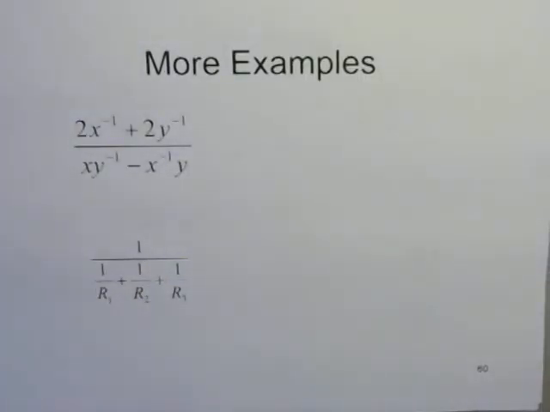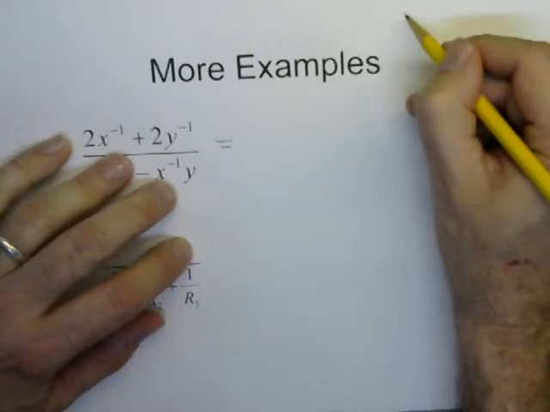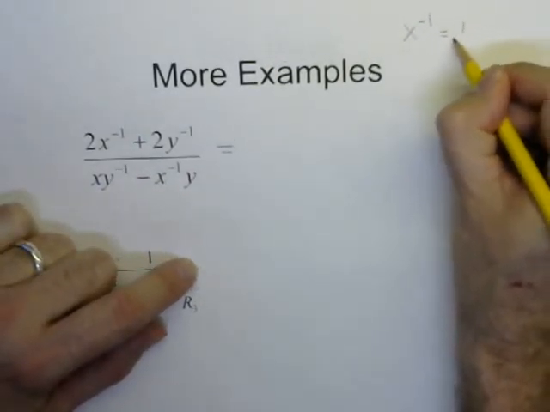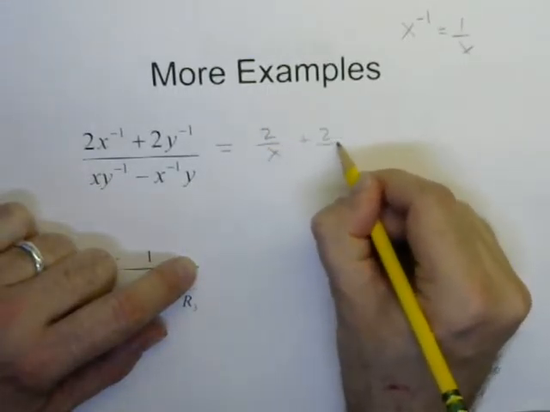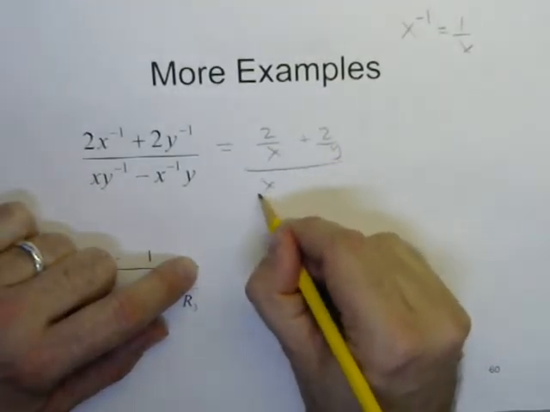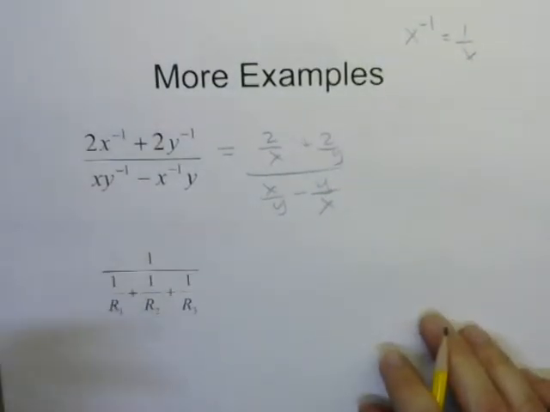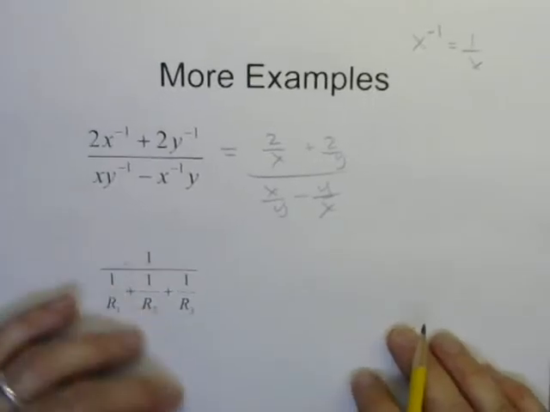Maybe just to look at a couple more complicated examples here. Here's an example, and this tends to throw people, but if you think about what this really means, remember that something raised to the negative power, like x to the negative 1, is the same thing as 1 over x. So you can write this as 2 over x plus 2 over y, and then x over y minus y over x, and then use method 1 or method 2. We'll look at the solution to that on the next slide.